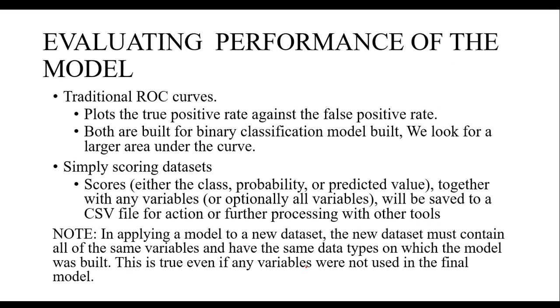Let's look at the third performance criteria, which is the traditional ROC curve. It basically plots the true positive rate against the false positive rate, and it is also like a risk chart. It is also built for binary classification. We look for as large an area as possible. So again, this is a curve like this, with true positive against false positive.